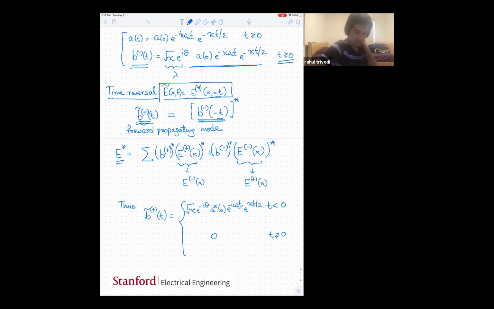So if you take the electric field inside the waveguide as a sum of forward propagating mode and backward propagating mode, and you conjugate them, then this E plus on conjugation becomes E minus, right? And E minus on conjugation becomes E plus, right? So in the time reverse picture, I have to take the amplitude of the forward propagating mode and treat it as the amplitude of the backward propagating mode. I'm just trying to explain that through this equation. There's no new information here, right? That's due to the conjugation, but then you're also sending t to minus t, and that's where this minus t comes from.